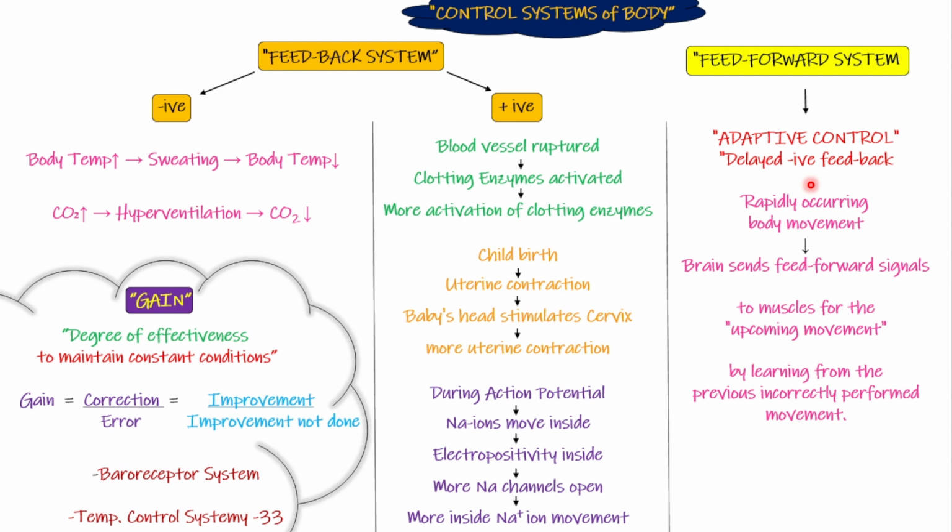But in Guyton, the only example is, if in exams you're asked, you have to quote the examples of the upcoming movement. So this is the control system of the body, the feedback system and the feed-forward system, the negative feedback and the positive feedback system. Okay, so by this we have completed chapter 1 of Guyton. See you in next chapter.